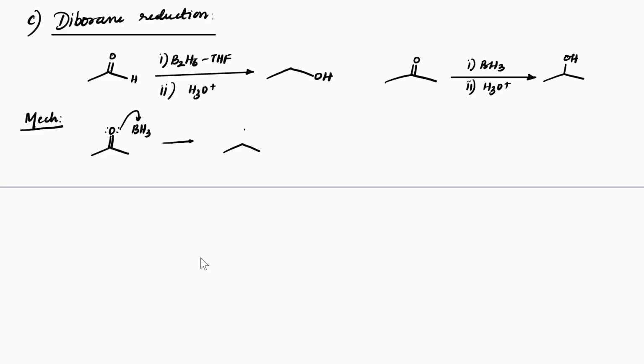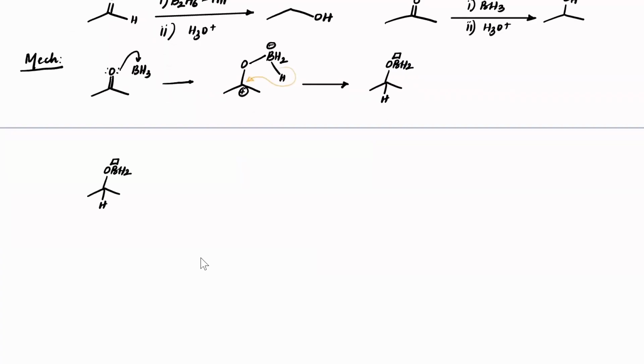and that will make this as O, B, H2 minus, and here you will have plus charge. So you would see this H minus will attack here. So that makes it O, B, H2 and H. Correct? Again it got an empty orbital. I'm sure you remember the hydroboration steps. The same logic is to be applied here as well.